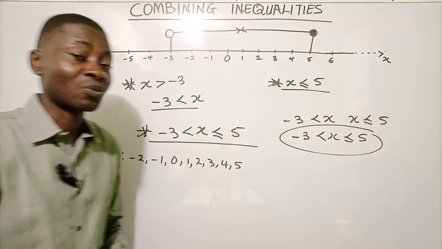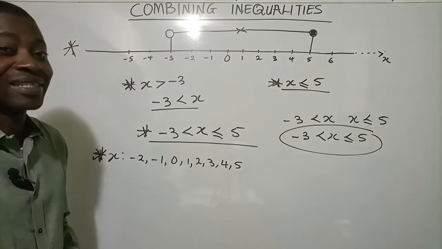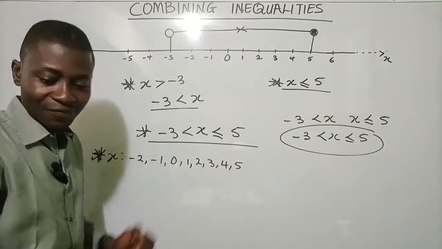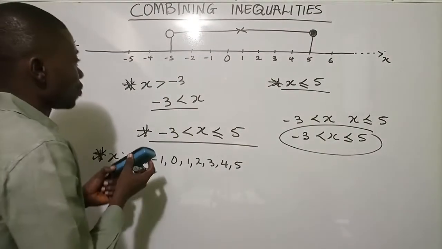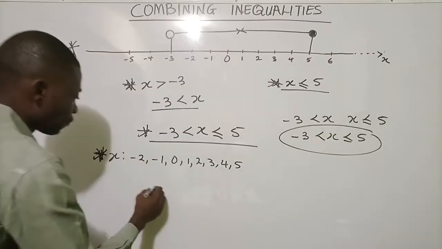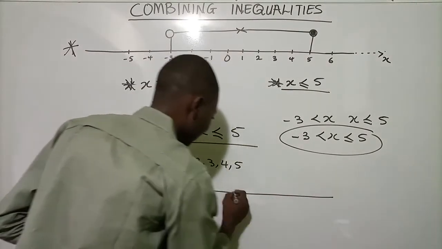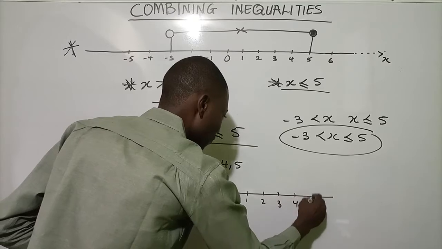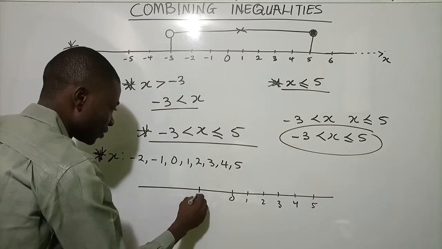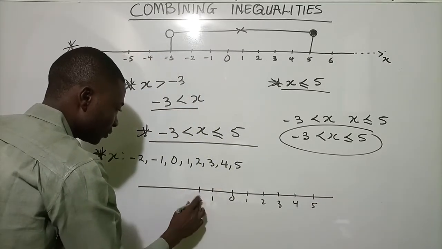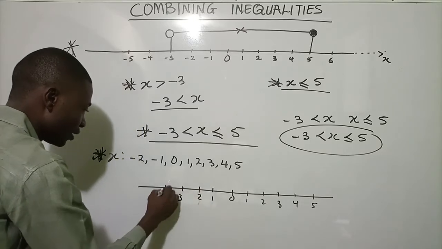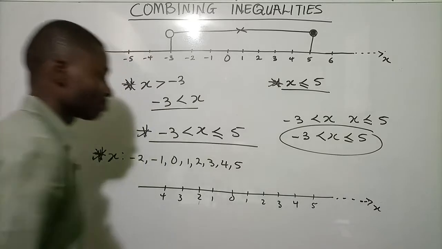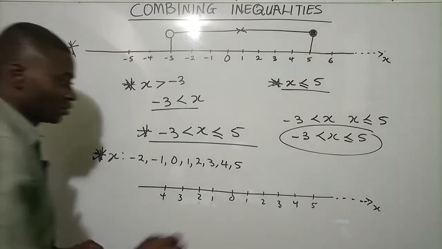Remember I said that there are some inequalities that we cannot combine. How can we see that? How do we know that? Let me use another example now. For instance, you have a number line like this, 1, 2, 3, 4, 5, just like that. It continues to x.